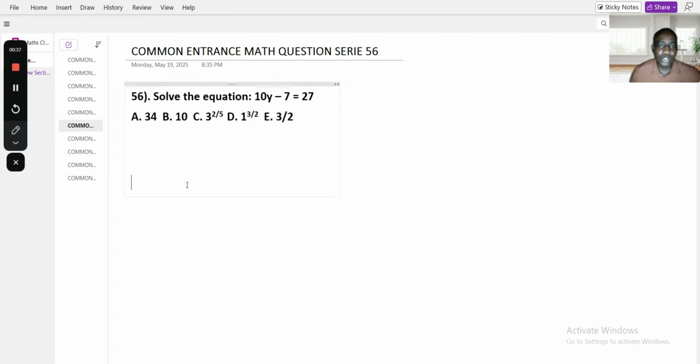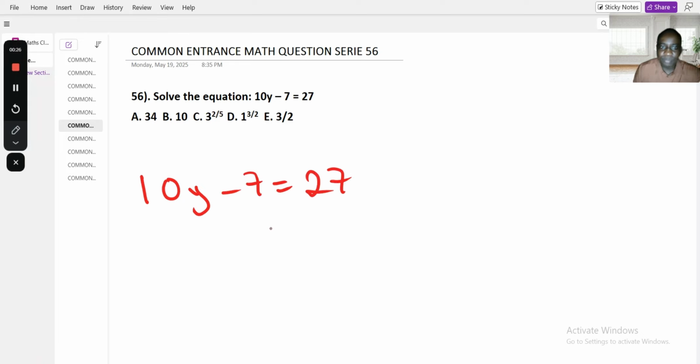The next question: solve the equation. Now, how do you solve the equation? Just write the question out. 10y minus 7 equals 27. What are we going to do now? We are going to collect like terms.